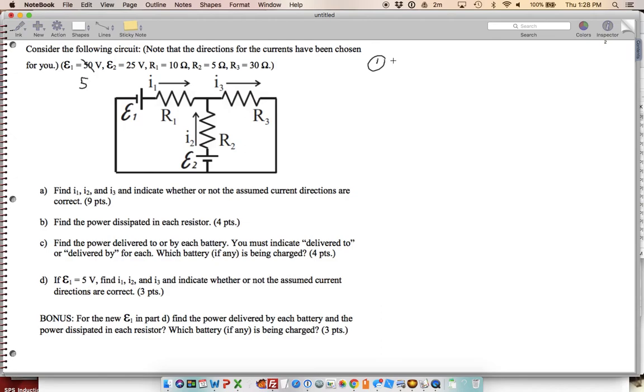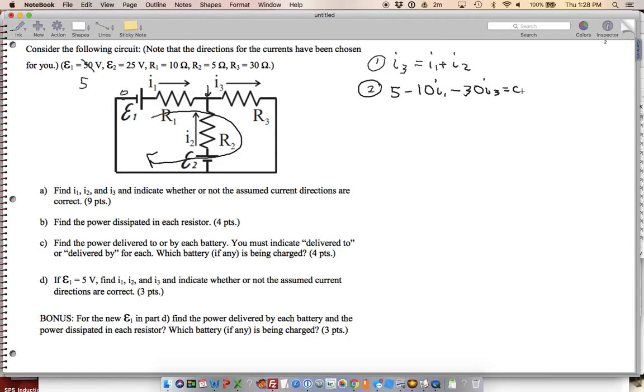So our first equation is going to be the same. I3 is equal to I1 plus I2. That's the node law for this node. Now equation 2, we're going to start with the outside loop, so we're going to go around like this. We start here at 0, and then we increase by 5, minus 10 I1, minus 30 I3 equals 0. And the next one is going to be 3.